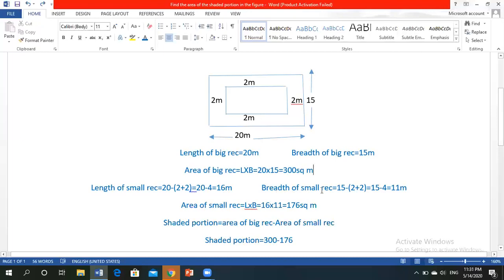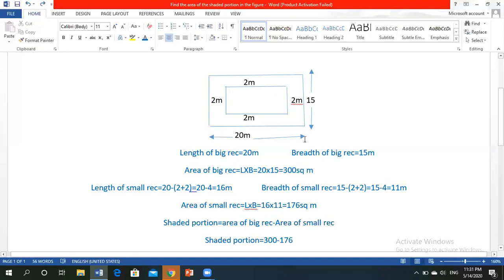Now we will find the breadth of the small rectangle. Similarly, how can we find the breadth of the small rectangle? If we add the breadth of the shaded portion from one side and the breadth of the shaded portion from the other side, and if we subtract it from the breadth of the big rectangle, we can find the breadth of the small rectangle. In mathematical language I have written it 15 minus (2 plus 2).